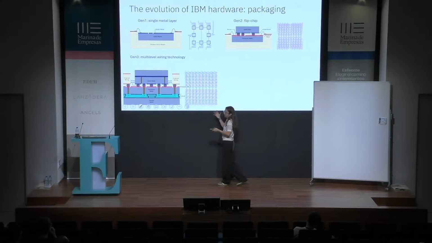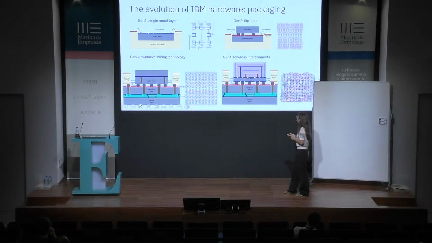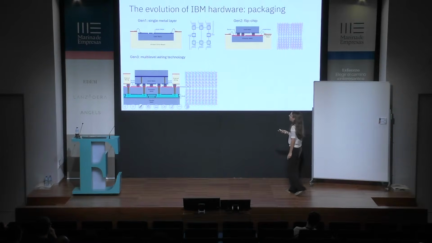So this is something that in a small-scale academic group would be super difficult to do. And this is enabled by having a huge team working on packaging and these fab line facilities that do this fabrication. So this looks already like a lot, but it's not everything we need. This still limits your connectivity between qubits to be a planar topology.